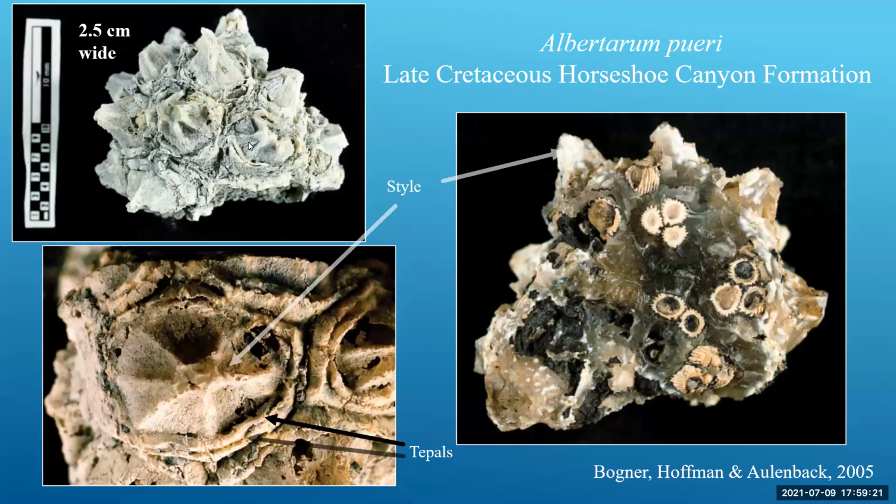Each one of these things is a flower, and a close-up of one of the flowers on the lower left. You can see the style, which is sticking up. You can see that in the side view here. And the style is angular, which is very characteristic of this flower. And the stigmatic surface, which is right near the arrow tip there, is the place where the pollen would have landed. Now, these flowers have tepals.